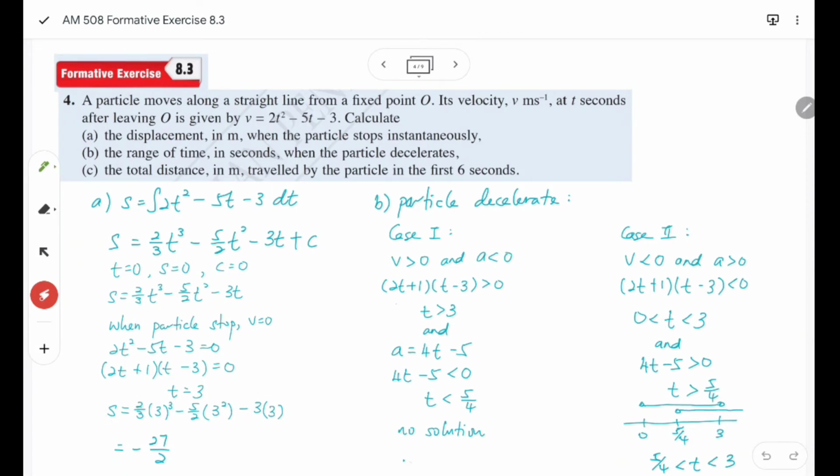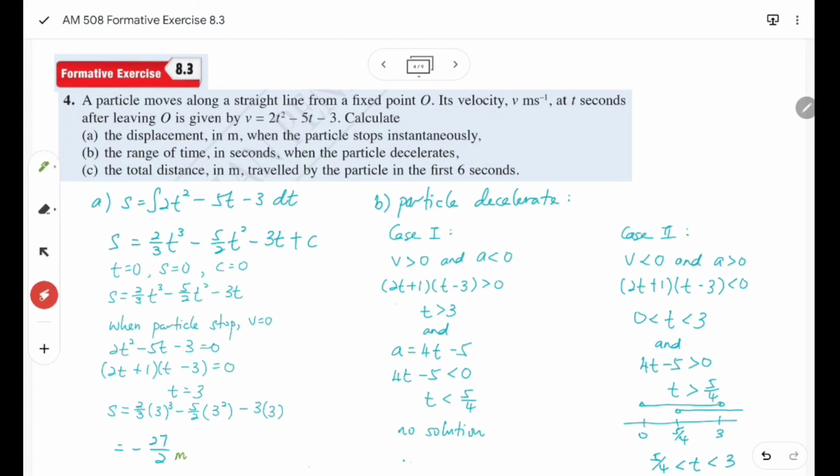Now, with t equals 3, we can find the displacement when t equals 3. So s equals 2/3 times 3 cubed minus 5/2 times 3 squared minus 3 times 3. So we get s equals 27 over 2. This is in meters.